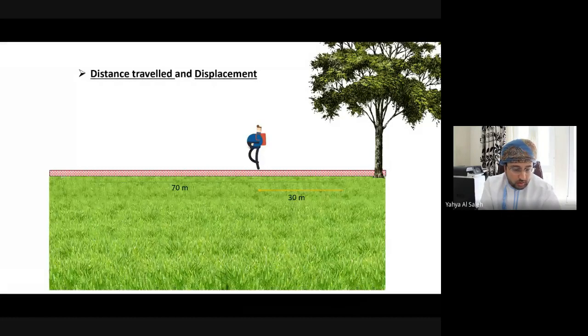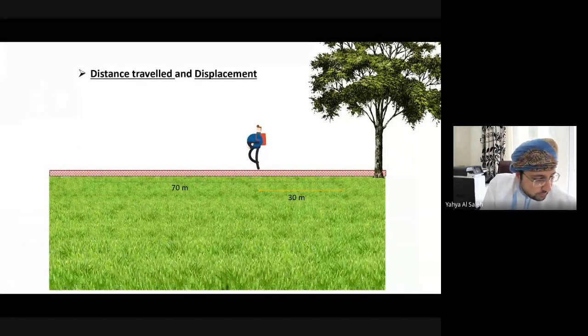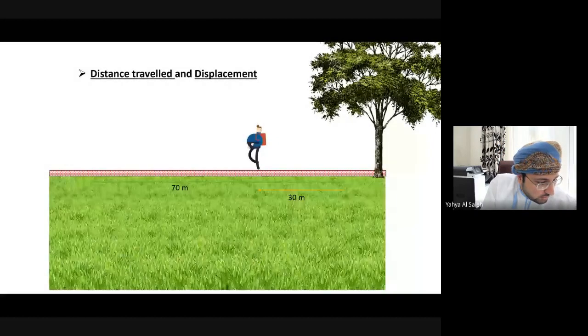So the distance traveled is 100. Okay, because he went 70 and then 30. So he moved 100 meters. But what is the displacement? Otherwise known, what is the useful thing? What is the end product? Only 40. Okay, yeah. All right, perfect.